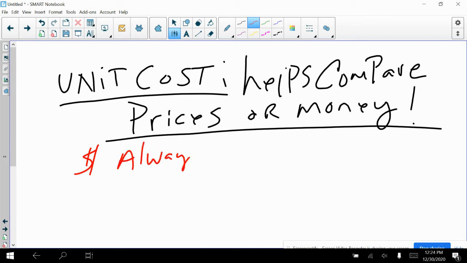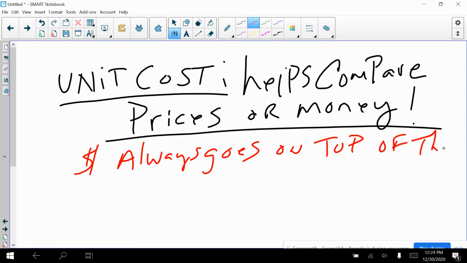One little trick here that I always tell you guys is the price, the money, always goes on top of the rate. If you can remember that, you're going to be in good shape. Money always goes on top.